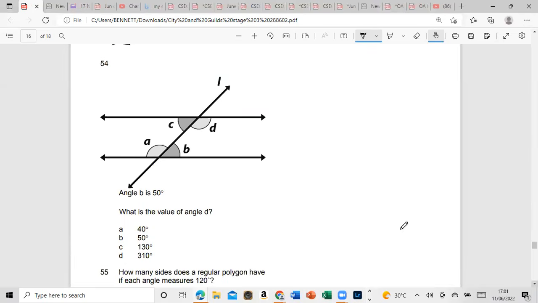What is the value of D? Angle B is 50. So right here is 50, and they want to find D. So B plus D equals 180. All right, that's the trick. B is 50 plus D.